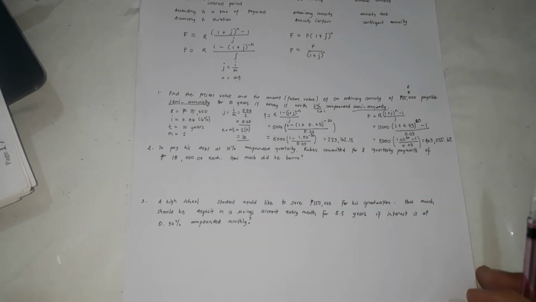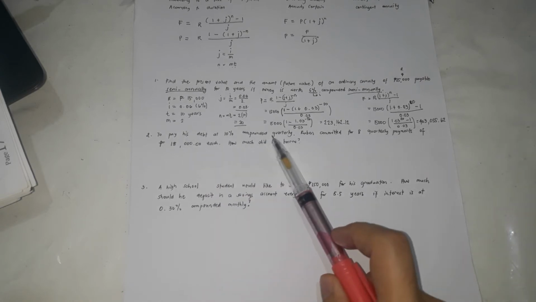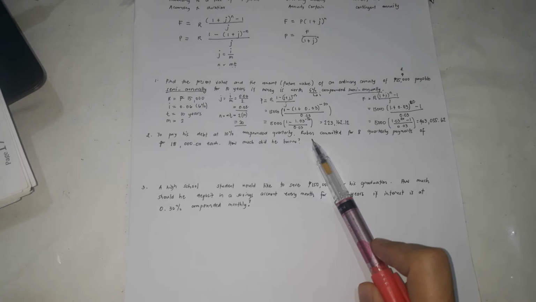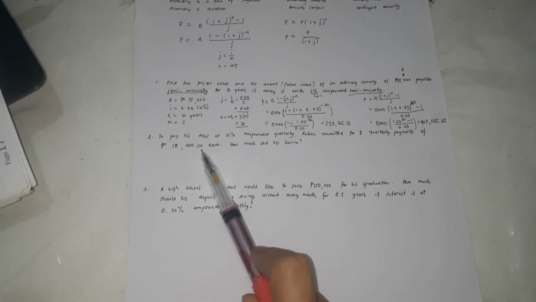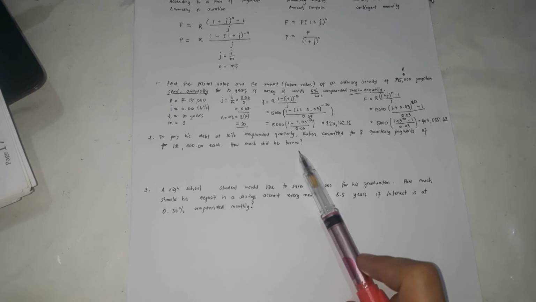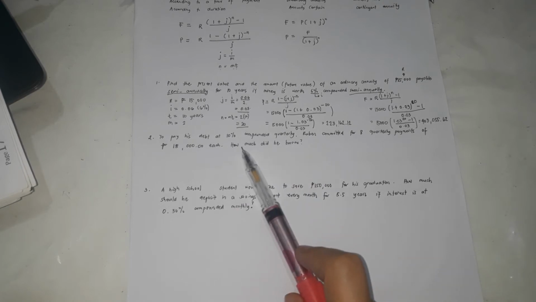So next, problem number 2. To pay his debt at 10% compounded quarterly, Ruben committed for 8 quarterly payments of 18,000 each. How much did he borrow? So does it include the interest or not? Is it the present value or the future value? So it is the present value.